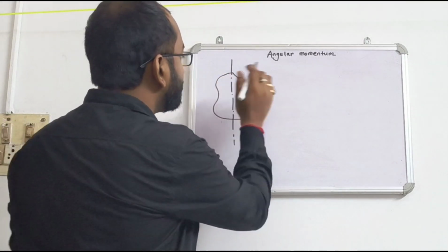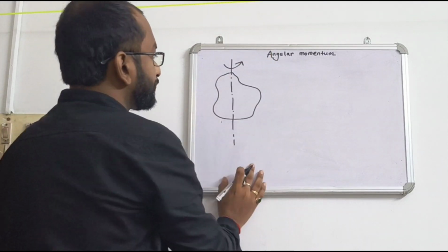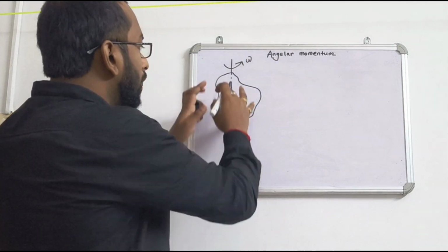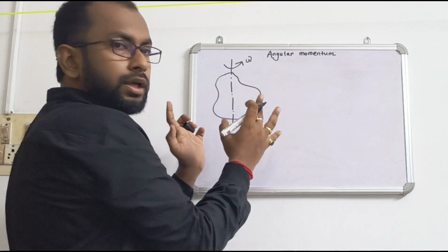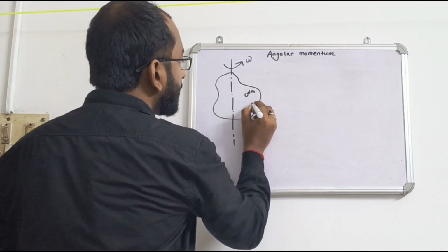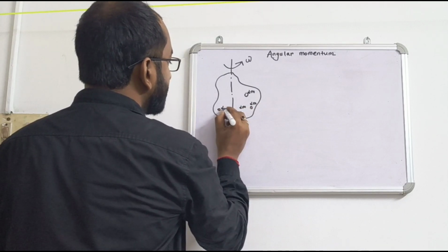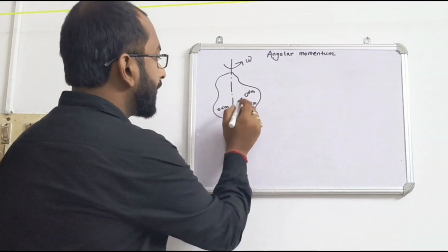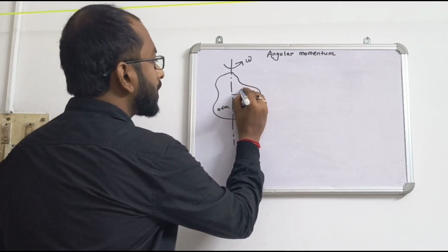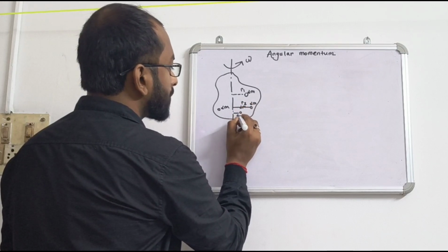Suppose this is a body which is rotating with respect to this axis. This is rotating with angular velocity of omega. Now this solid body is constituted of many small masses, dm, dm, dm everywhere. This direction also dm, dm. There are different distances from this axis. Let's say this dm is at r1, this dm is at r2, this dm is at r3.